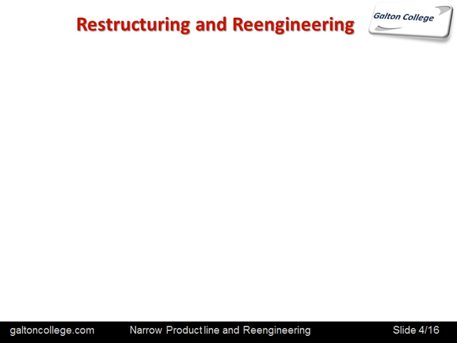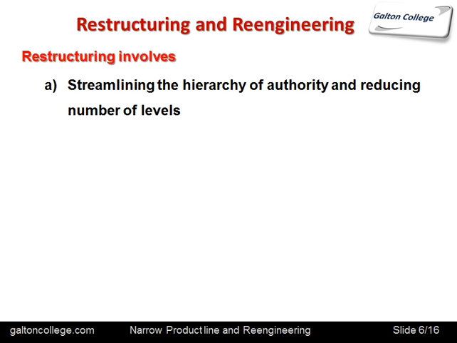Now let's briefly look at restructuring and re-engineering. Well, restructuring involves streamlining the hierarchy of authority and reducing the number of levels. That's streamlining. So if you look at the class on tall and flat organizations, streamlining would be moving from a tall organization down to a flat organization. It's getting rid of some of the levels of the organization and trying to reduce the bureaucratic costs of the organization. So it's restructuring, trying to streamline the hierarchy of authority, and reducing the number of levels.